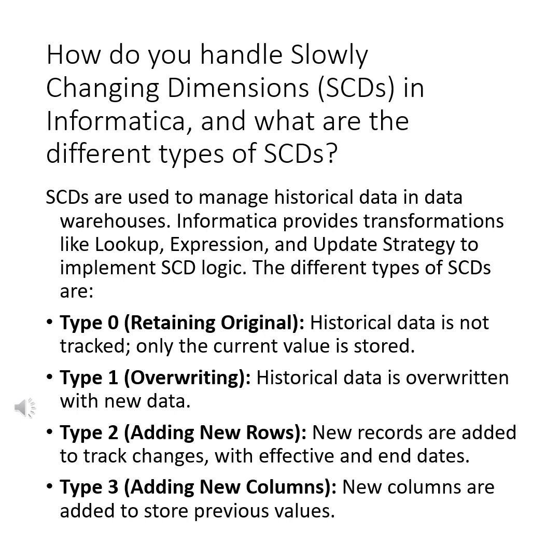Type 0 is named retaining original. So historical data is not tracked, only the current value is stored. Type 1 is overwriting, so historical data is overwritten with new data. Type 2 is adding new rows.